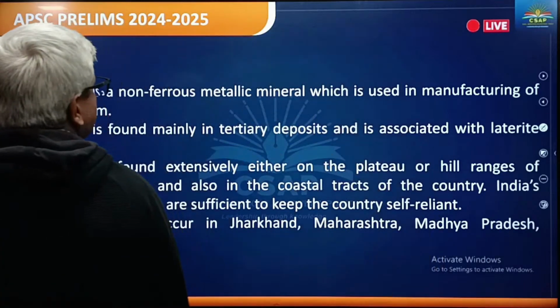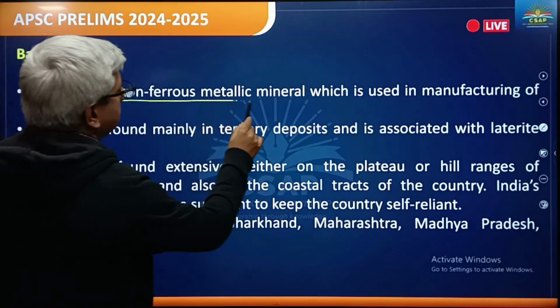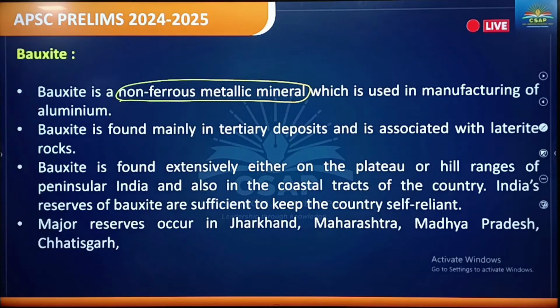Bauxite is a non-ferrous metallic mineral which is used in manufacturing of aluminium. It is found mainly in tertiary deposits and is associated with laterite rocks. So bauxite is found extensively either on the plateau or hill ranges of peninsular India and also in the coastal tracts of the country. India's reserves of bauxite are sufficient to keep the country self-reliant.